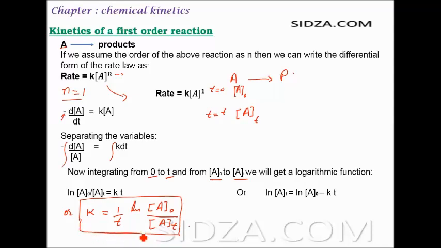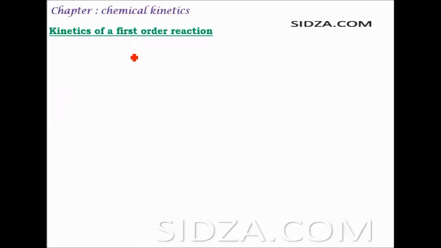Let's elaborate it a little bit more. Suppose we have a reactant A that changes into the product, and when the time is 0, at the start of the reaction, let's suppose we have a moles of the reactant. At that time the product will be 0, correct? After time t, x moles of the reactant A have been converted into product.